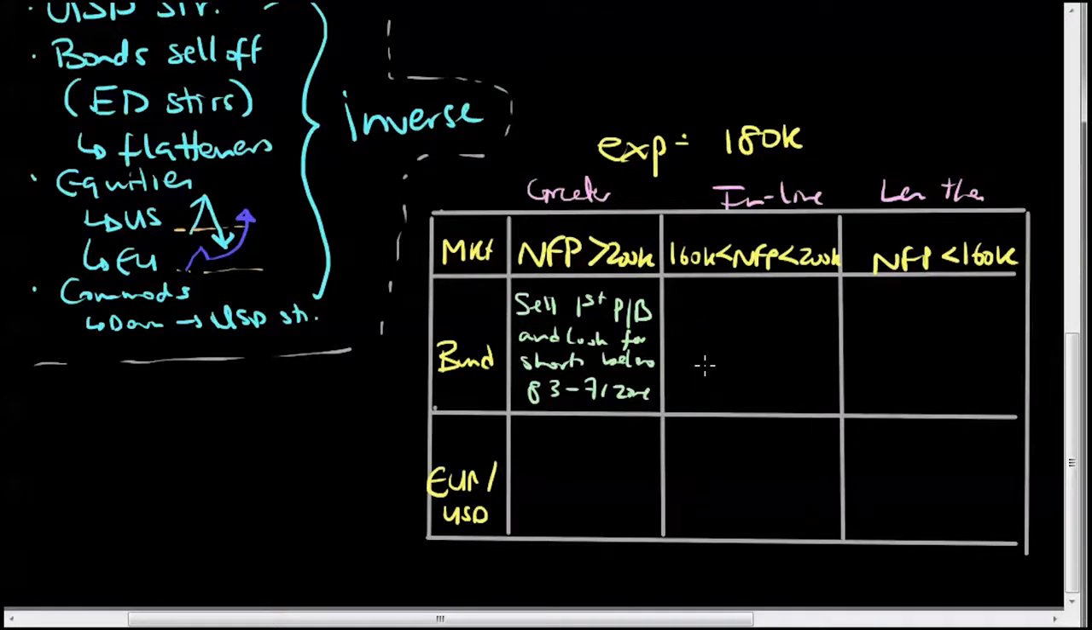Now, if we look at a scenario between 160 and 200K, it's a little bit more complicated. If we're above the 180 mark, then I'm looking for any false breaks lower. In any case, if we get any false breaks below, let's say the 83 to 71 area, and we pop back inside, I'm looking to buy on reentry. So I'm looking to buy false breakouts of the 71 zone.